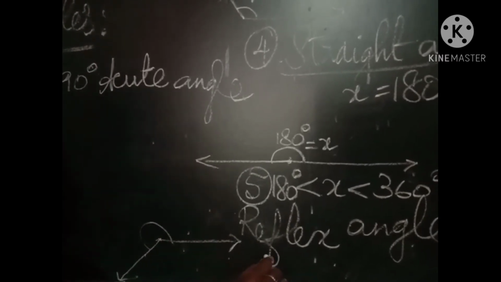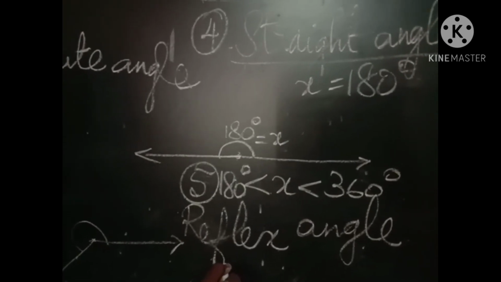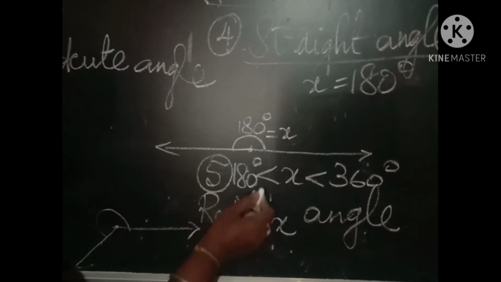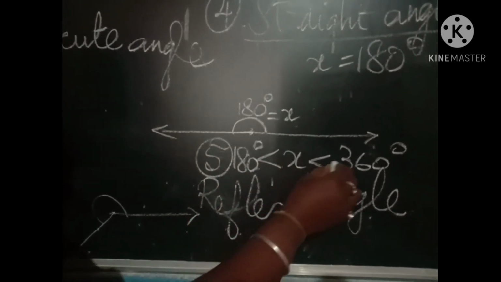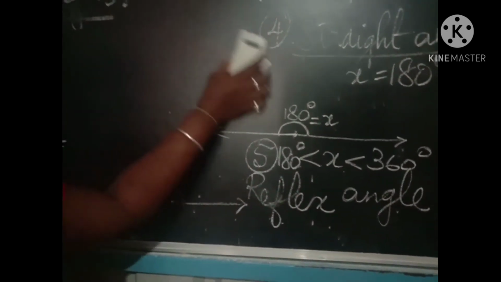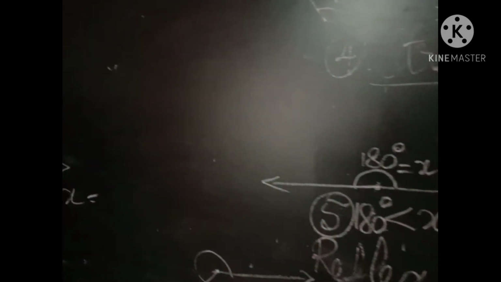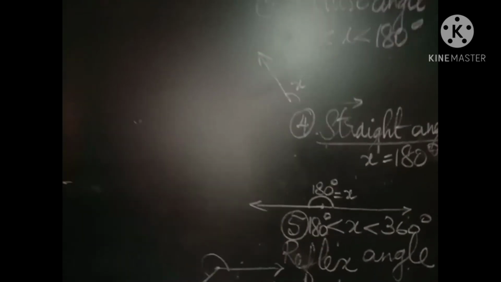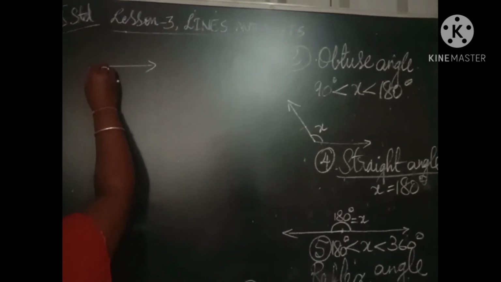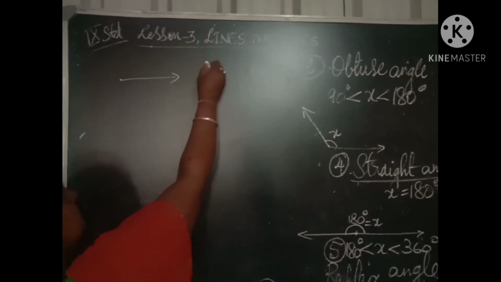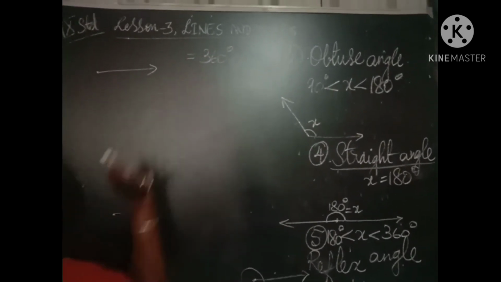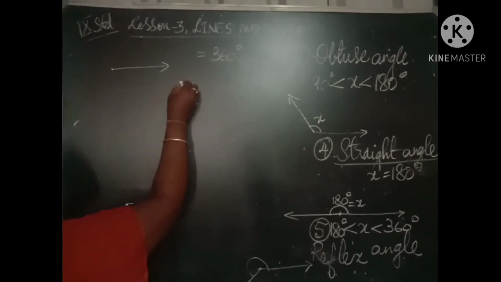Once again I will repeat this. What is a reflex angle? A reflex angle is more than 180 and less than 360 degree. Then one more type of angle is the complete angle. That means it measures exactly 360 degree. An angle which measures exactly 360 is nothing but what?